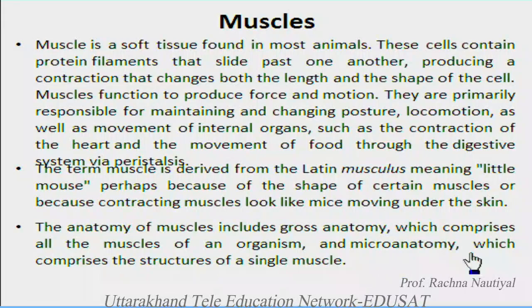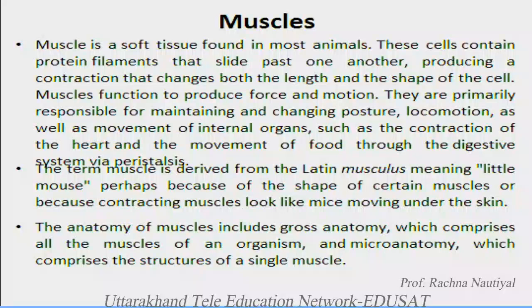The term muscle is derived from the Latin word musculus, meaning little mouse, perhaps because of the shape of certain muscles, or because contracting muscles look like mice moving under the skin. It is a Latin word from which the term muscle is derived, and the movement of the muscle under the skin looks like a mouse moving around. Hence the name muscle was given.